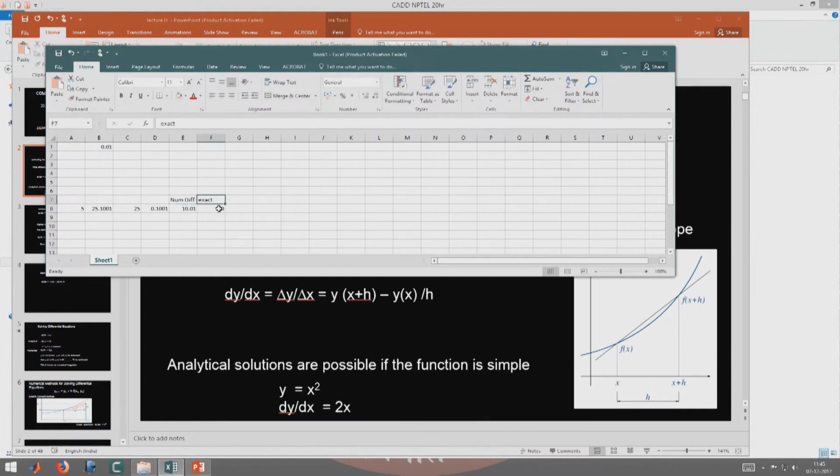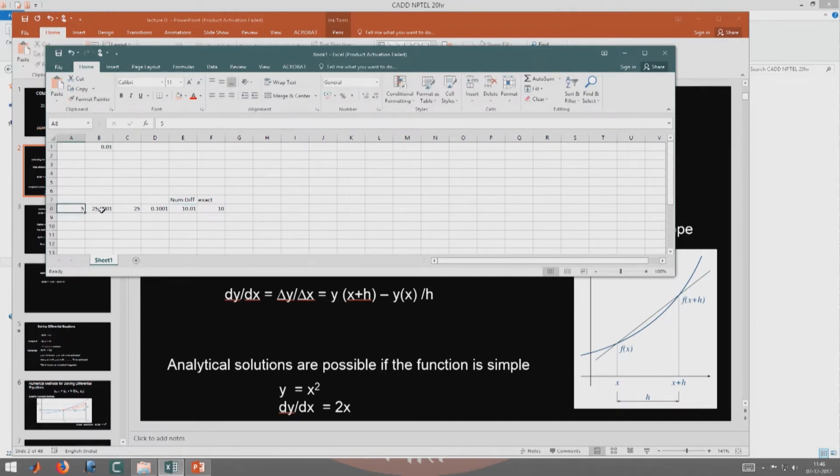Okay, this is the exact value because at 5, dy by dx is equal to 2x, so I put 2 into 5, that comes to 10. If I do numerical differentiation, what do I do? I will take the y value at 5 plus 0.01 minus the y value at 5 and then divide by h. Here I have taken h as 0.01.